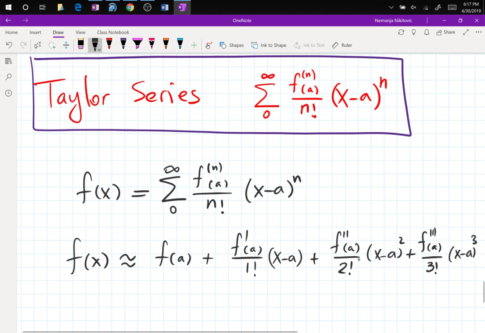And please, here, I'll put it in blood: approximation, there we go, approximation. And this one, if you're using infinity, exact.